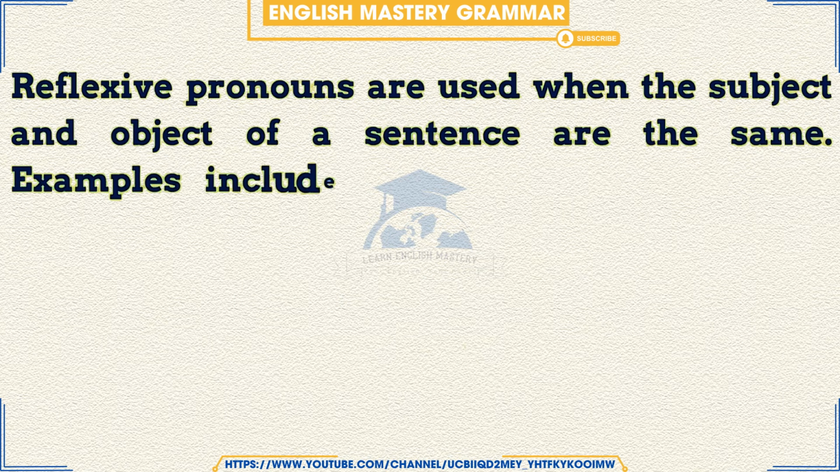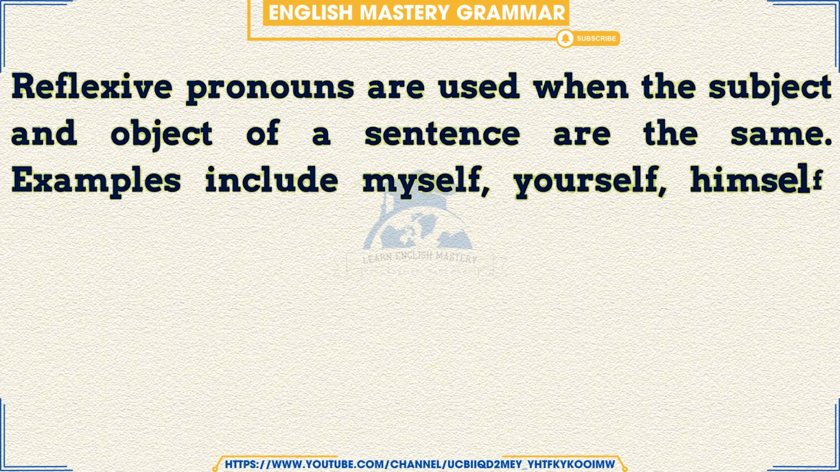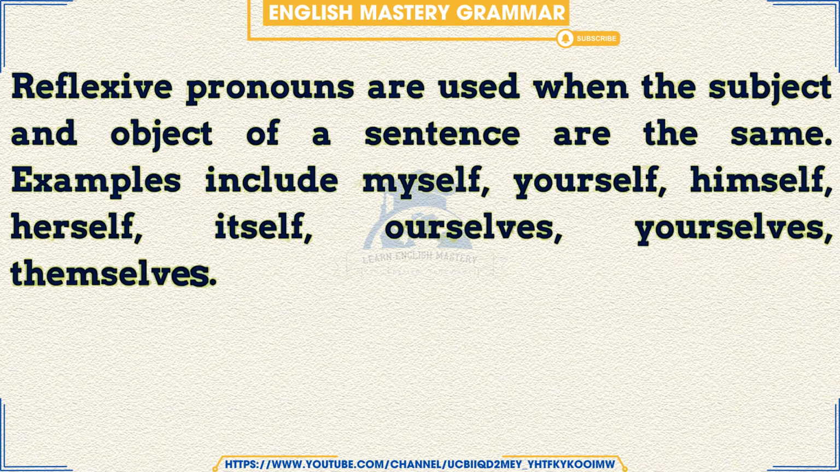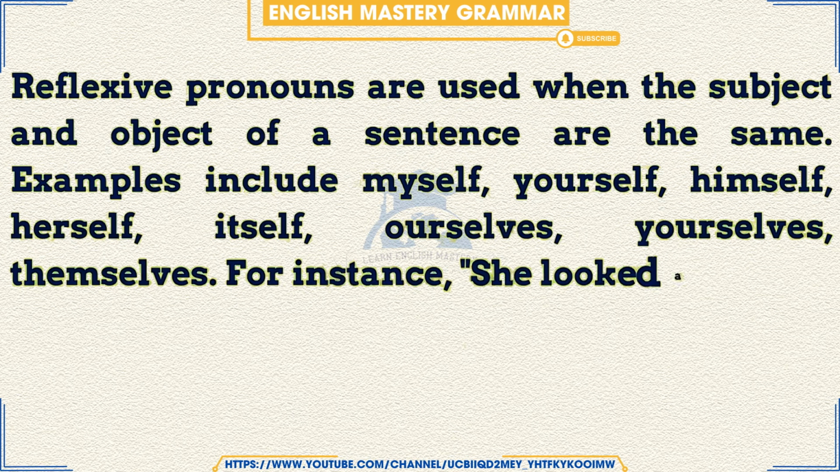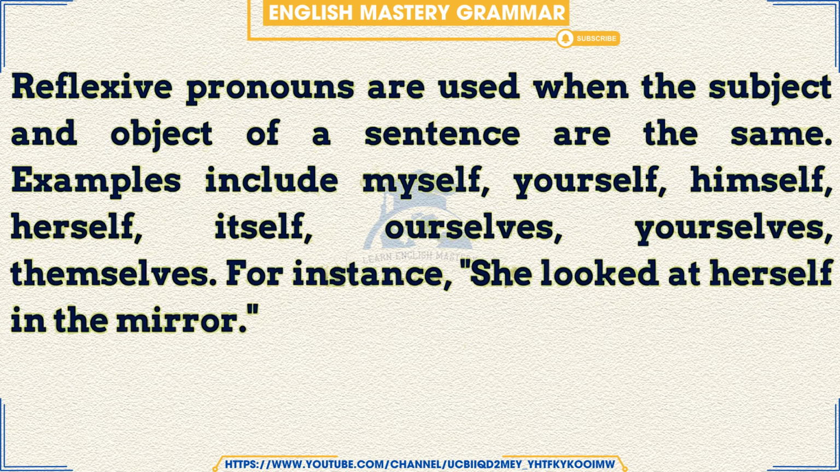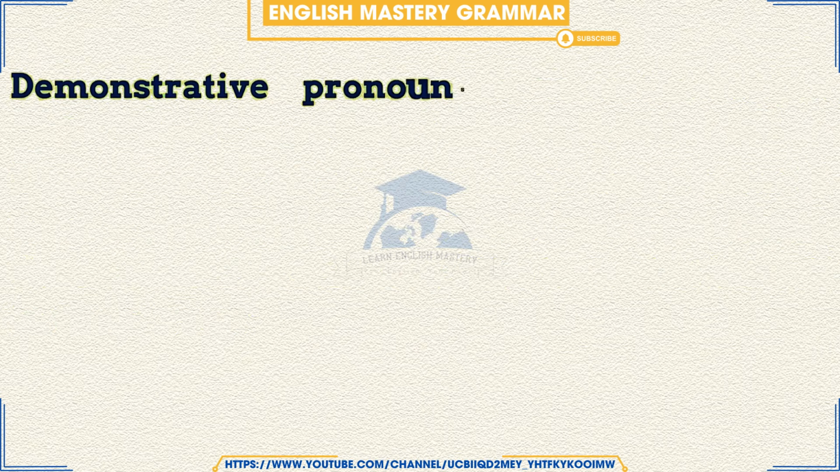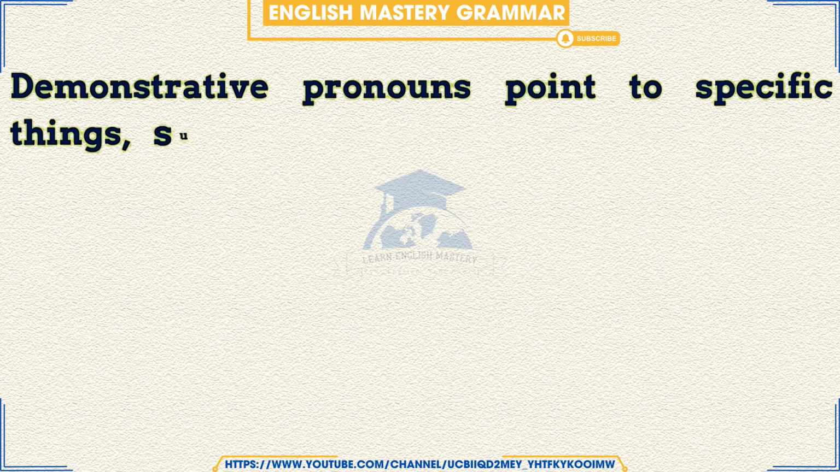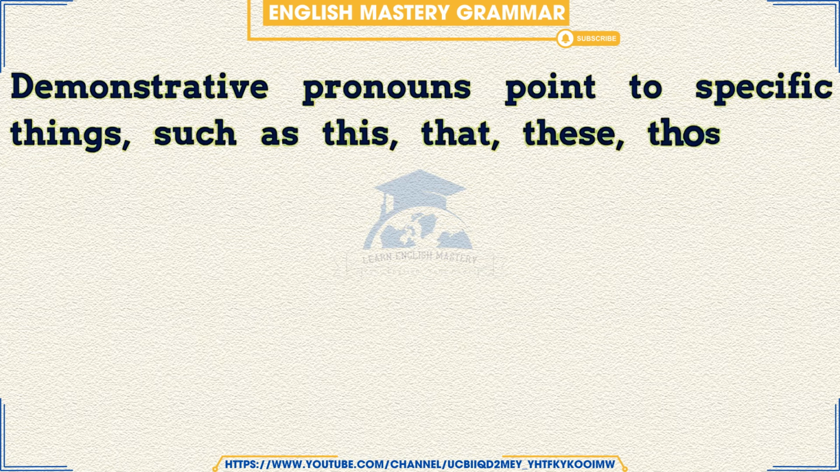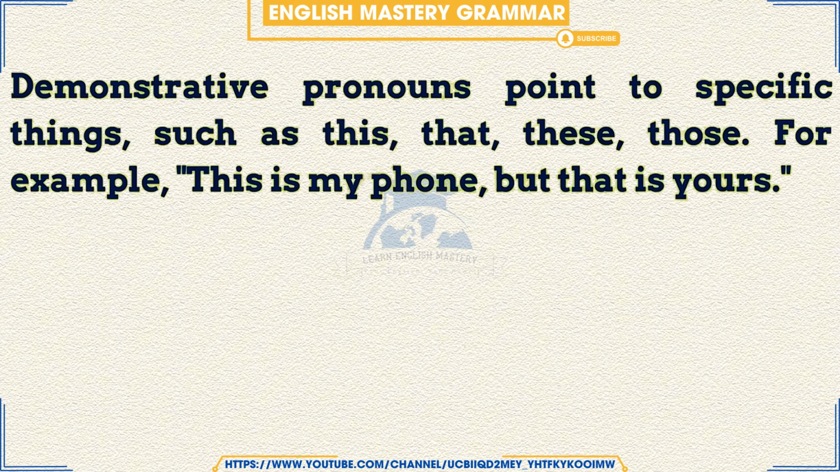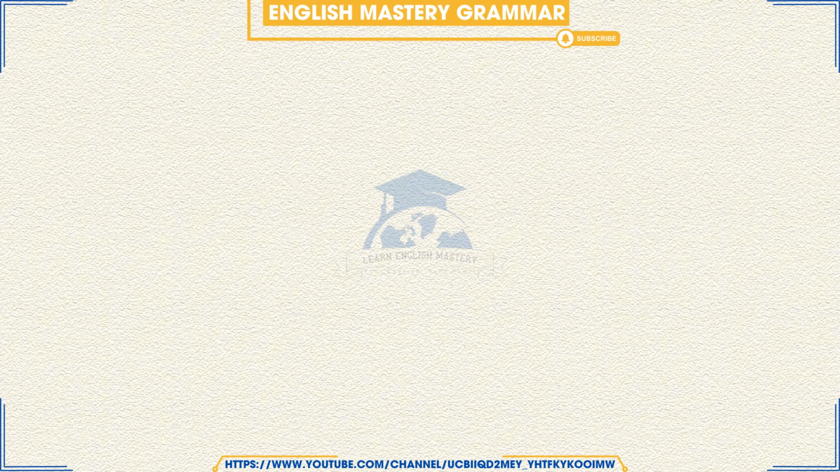Examples include myself, yourself, himself, herself, itself, ourselves, yourselves, themselves. For instance, she looked at herself in the mirror. Demonstrative pronouns point to specific things, such as this, that, these, those. For example, this is my phone, but that is yours.